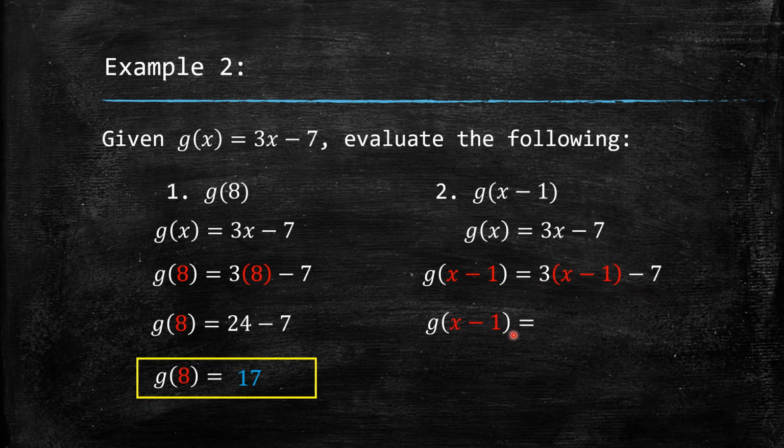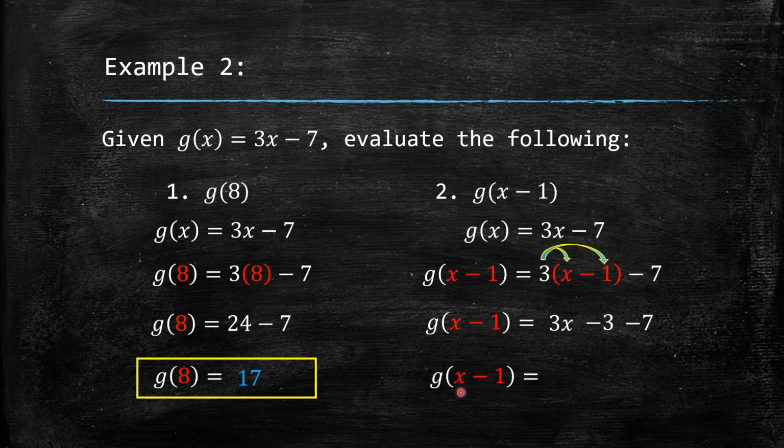So the next step is to distribute 3 to x. So we will have 3 times x, that is 3x. Next, distribute also 3 times negative 1, that is negative 3. And then bring down negative 7. And the next step will be just simplify.